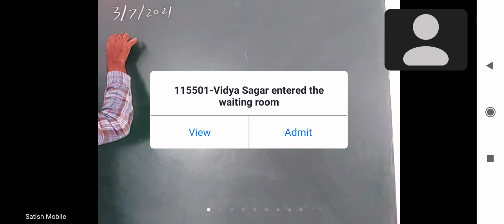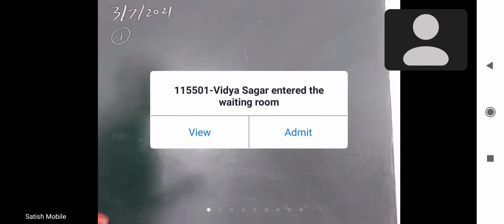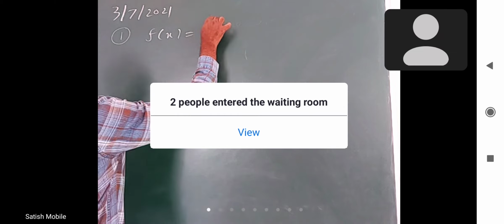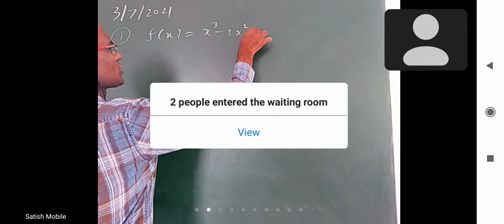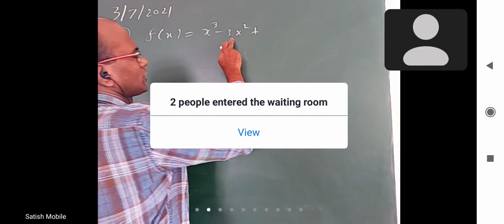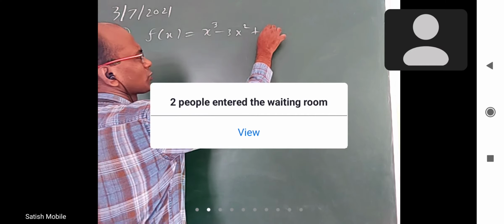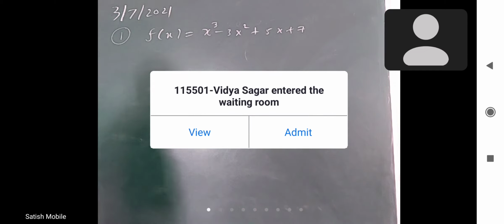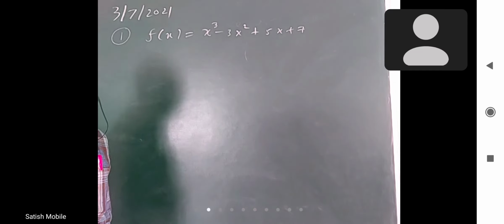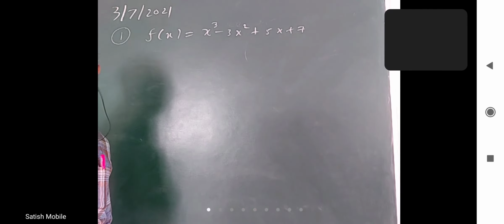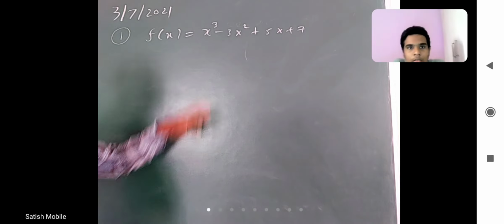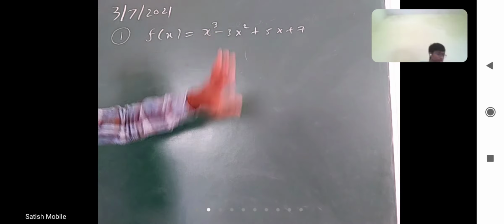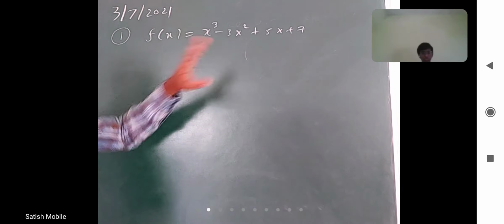First thing, if somebody says f of x is equal to, let us say, x cube minus 3x square plus 5x plus 7, don't write, let me explain, then I'll tell you what to write. What does f of 2 mean? f of 2 means replace x with 2. f of 1 by 7 means replace x with 1 by 7. f of k means replace x with k.